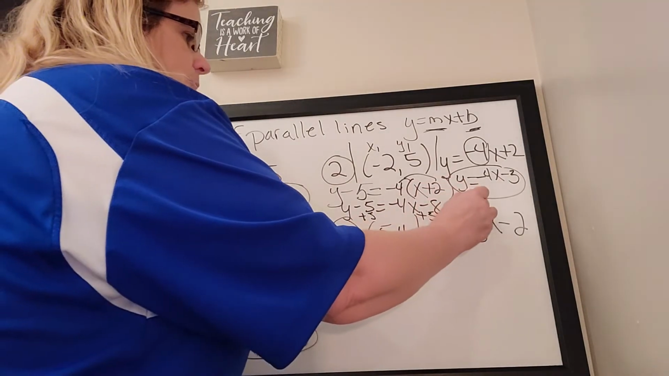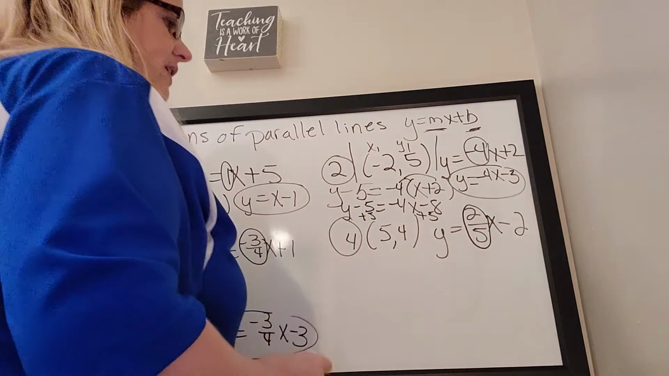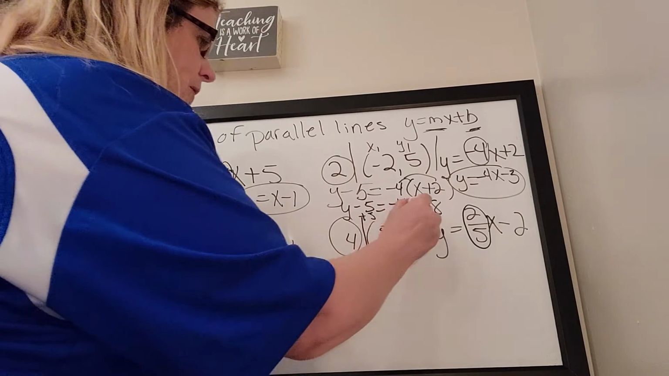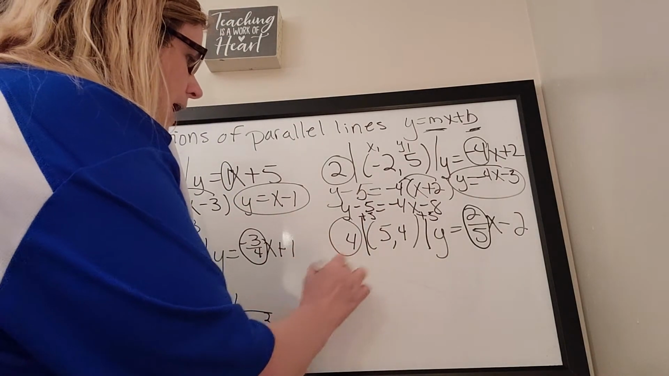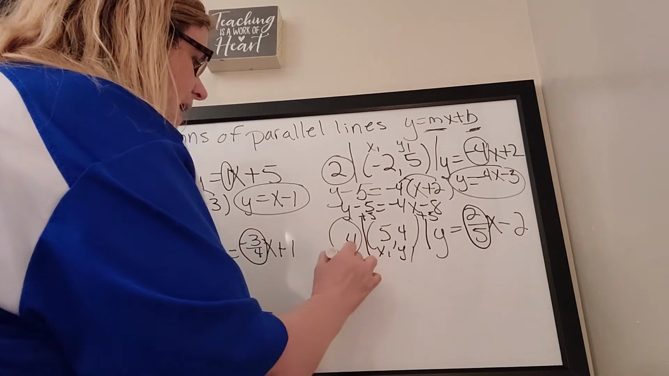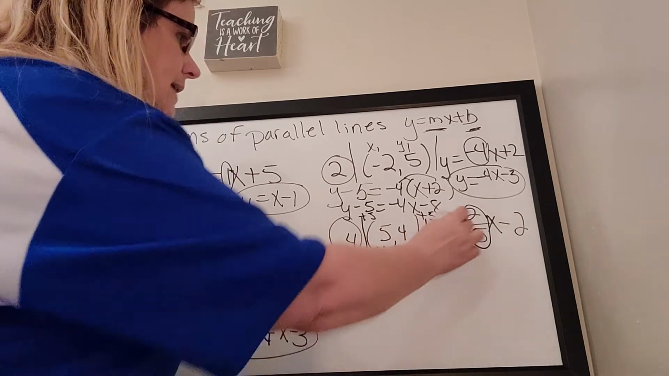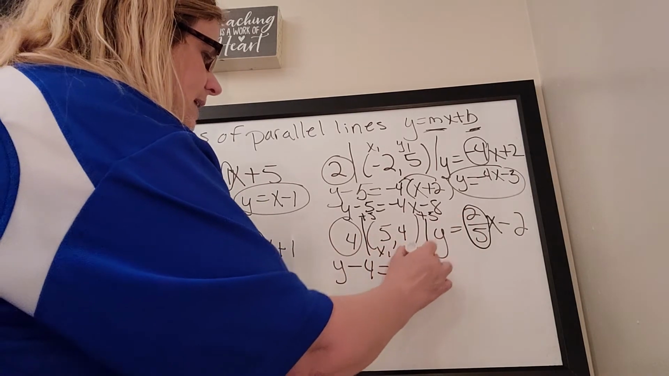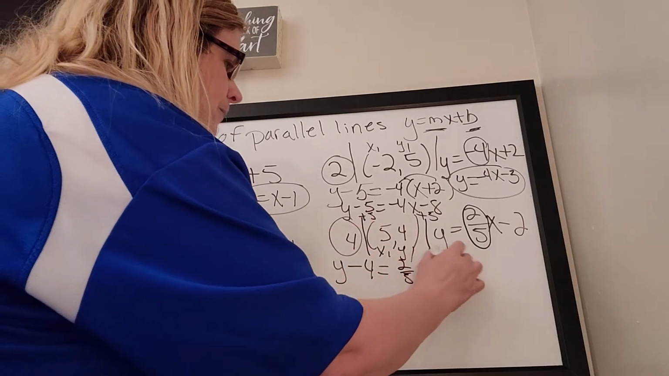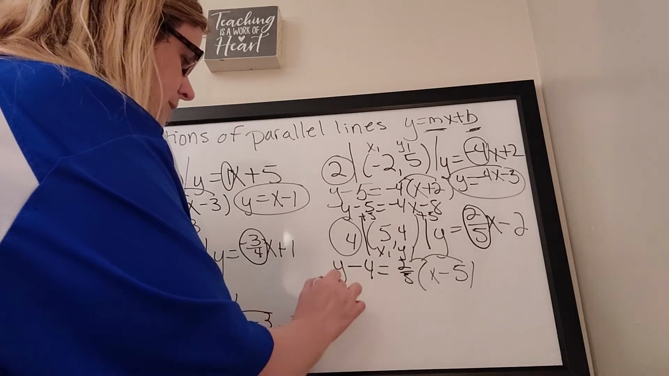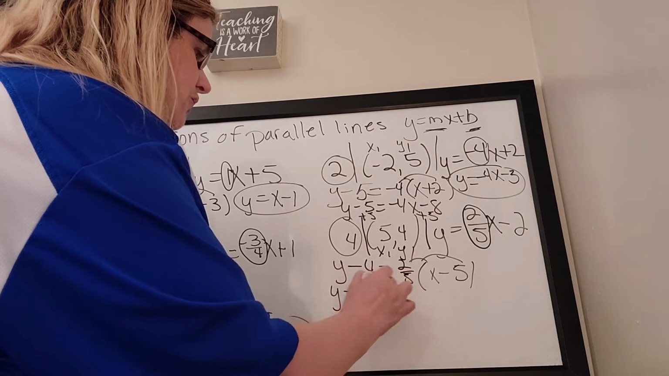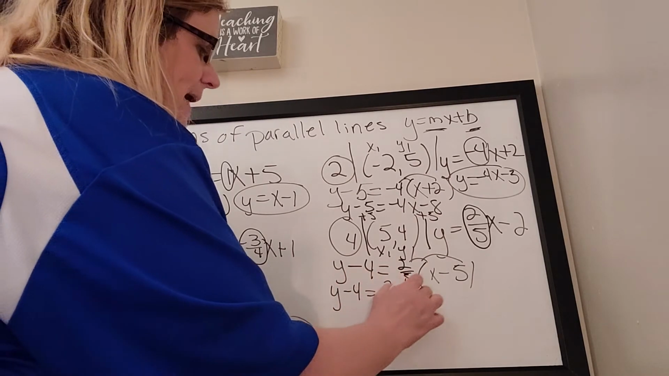This is already in slope-intercept, so our slope is 2/5. We need to know a parallel line that goes through this point. Using point slope, this is x1, y1, y minus 4 equals m, which is 2/5, times x minus 5. Distribute, so I can start getting into slope-intercept. So y minus 4 equals 2/5 x minus 2.